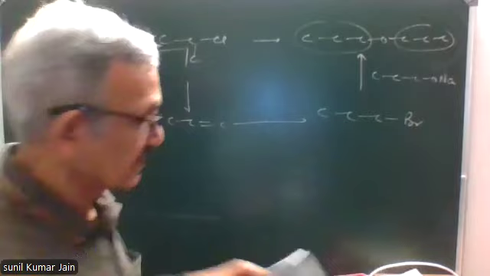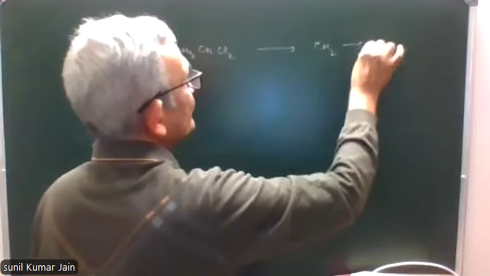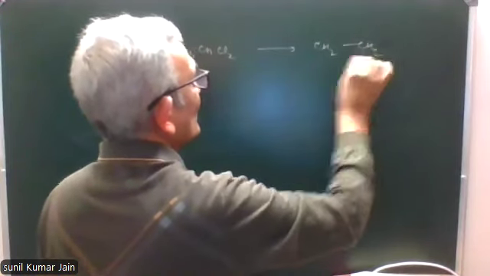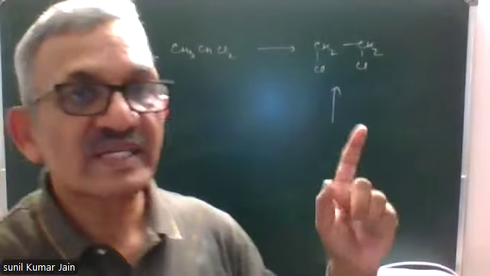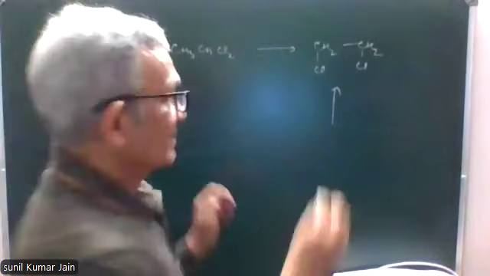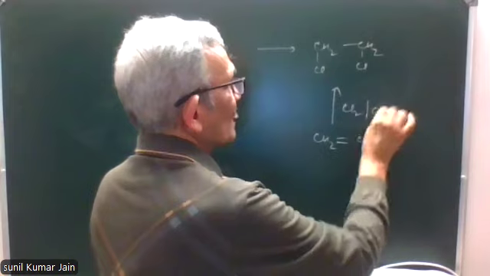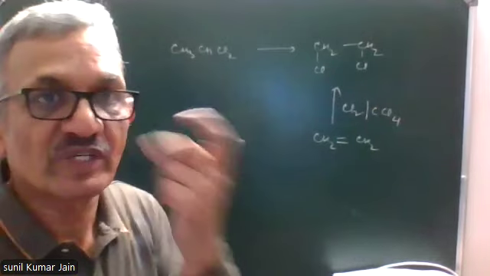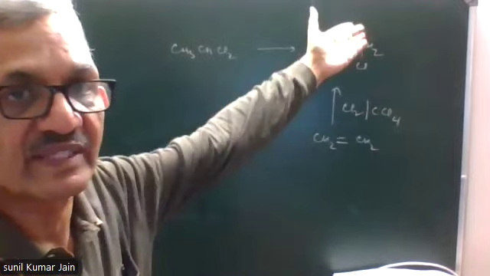Ethylidene chloride into ethylene chloride. Ethylene chloride is vicinal, ethylidene chloride is geminal. When you want to prepare vicinal dihalide, react alkene with halogen. This reaction you have used in fill in the blanks many times. Alkene with chlorine in the presence of CCl4 solvent, you'll get the final product.